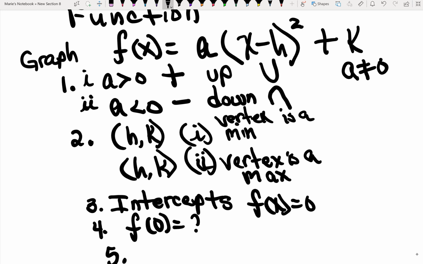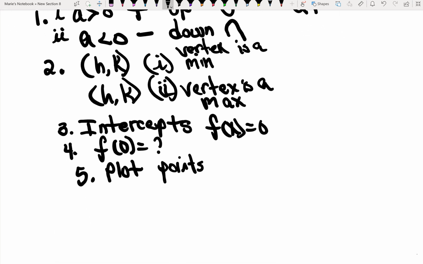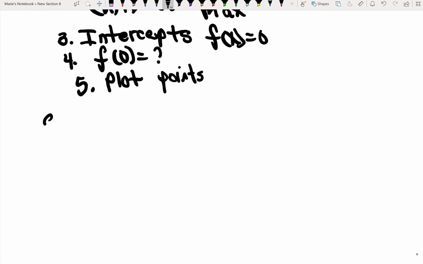And the fifth point that they state when you graph these is basically that you want to plot each of these points. So just start plotting the intercepts, the vertex, etc. Okay? So you plot your points. And so that's what we're going to do in this first example here. And so I'm going to start with example 1.